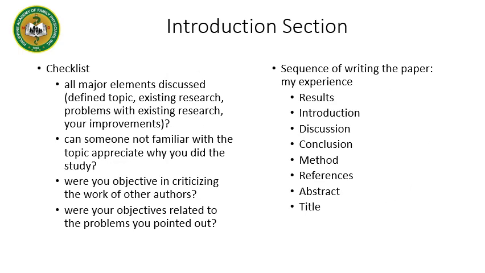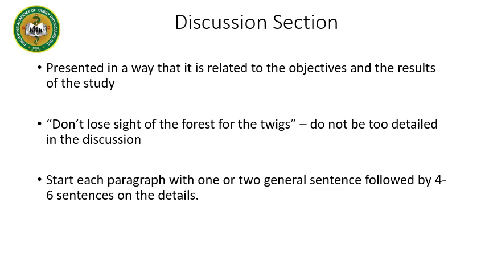Before leaving the introduction section, there is a checklist again. Are all the major elements described based on the paragraph structure recommended? Can someone not familiar with the topic, when they read it, find it interesting? All right, were you objective in criticizing the work of other authors in the past? If the answers to all of these are yes, then you can now go to your next section. And in my experience, I would usually go to the discussion. I start with the results, I introduce my result, then I will be discussing my result. In the discussion, it also has a structure, no?